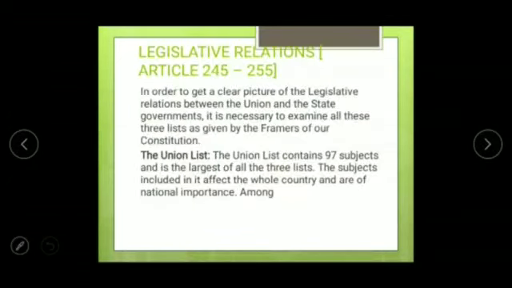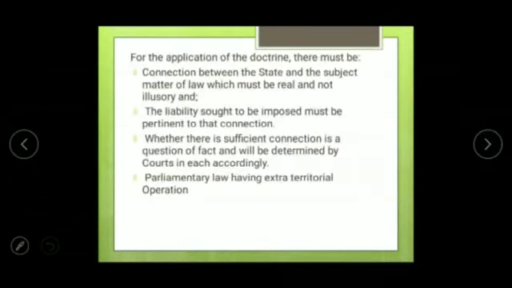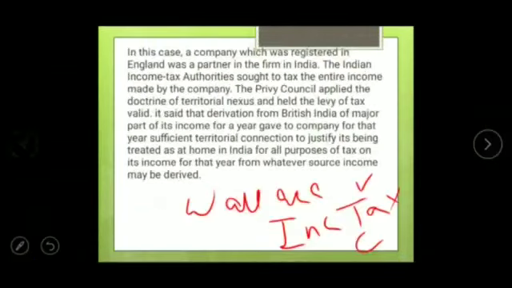So that was the theory of territorial nexus. There were 1, 2 and 3 major cases which we have dealt with. This is Wallace versus Income Tax.